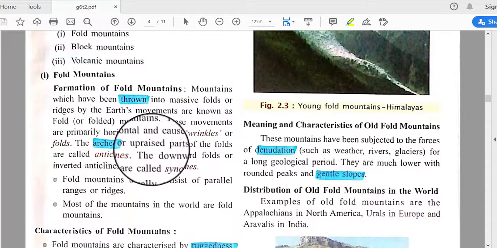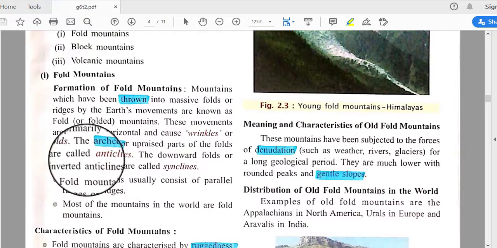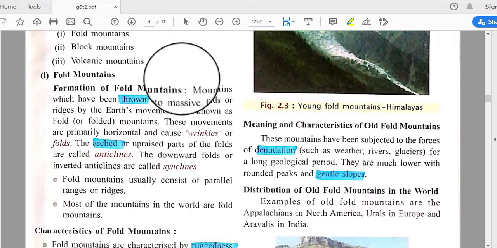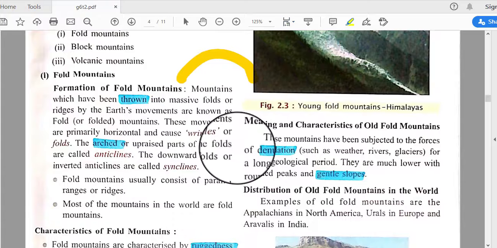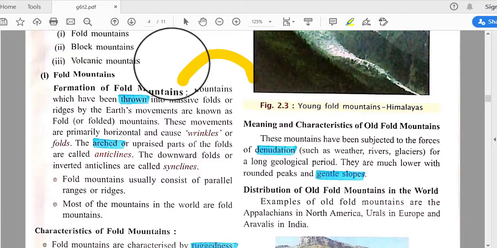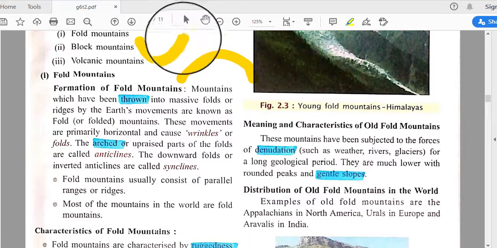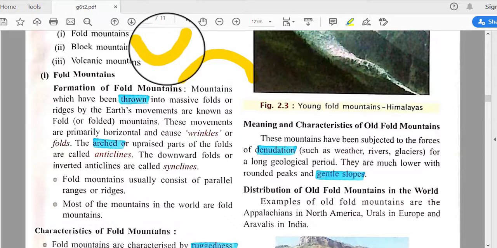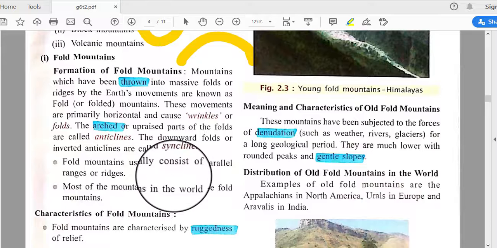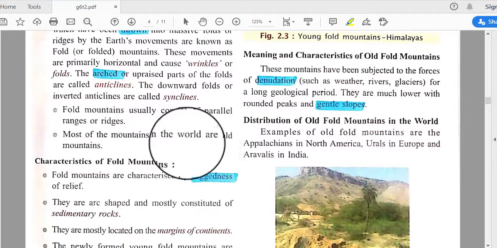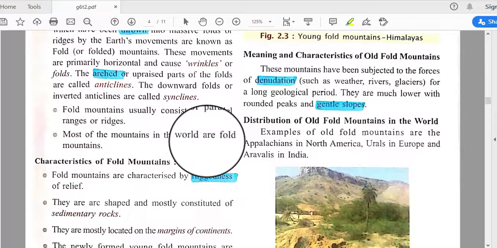The arched or upraised parts of the folds are called anticlines, and the downward fold or inverted anticline is called a syncline. So fold mountains usually consist of parallel ranges or ridges, and most of the mountains in the world are fold mountains. So most of the mountains are made due to folding, and these kinds of mountains are called fold mountains.